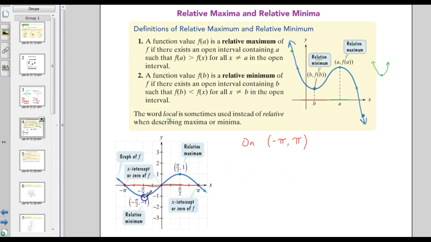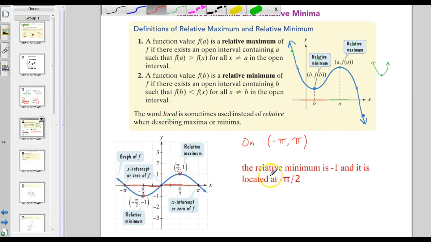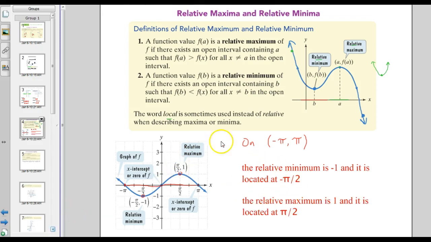Yes. There's a relative minimum. There's a relative maximum. Now, the relative minimum is -1, and it's located at negative pi over 2. The relative maximum is +1, and it's located at positive pi over 2. So again, it's important to get down what the relative minimum is and where it is located, what the relative maximum is and where it is located. If you notice, the answer to the question where is always an x-coordinate. Where is the relative maximum?